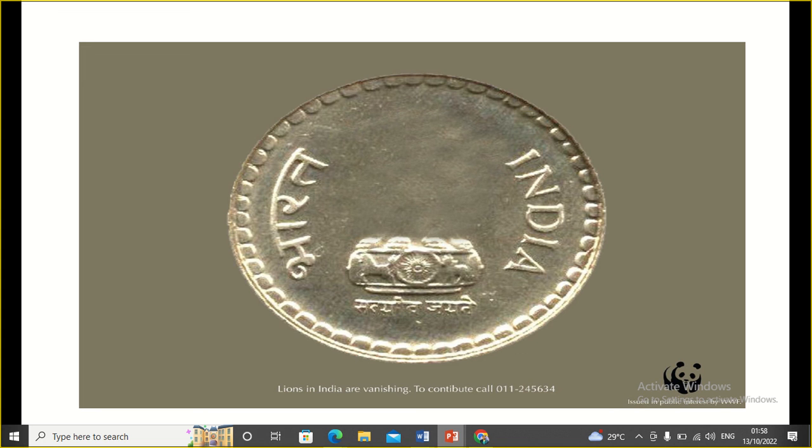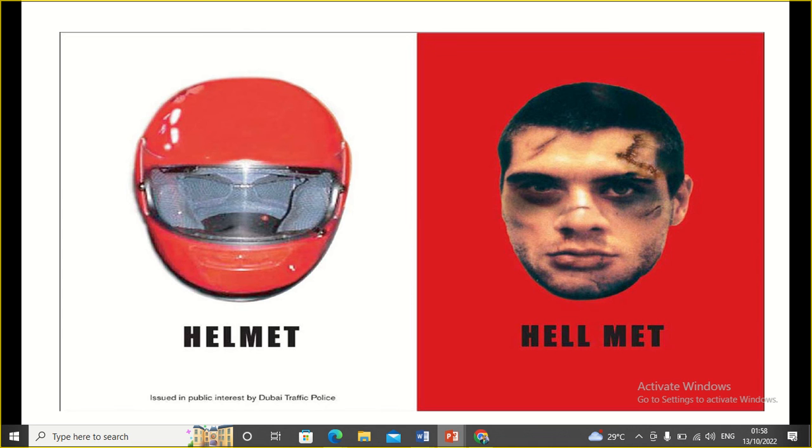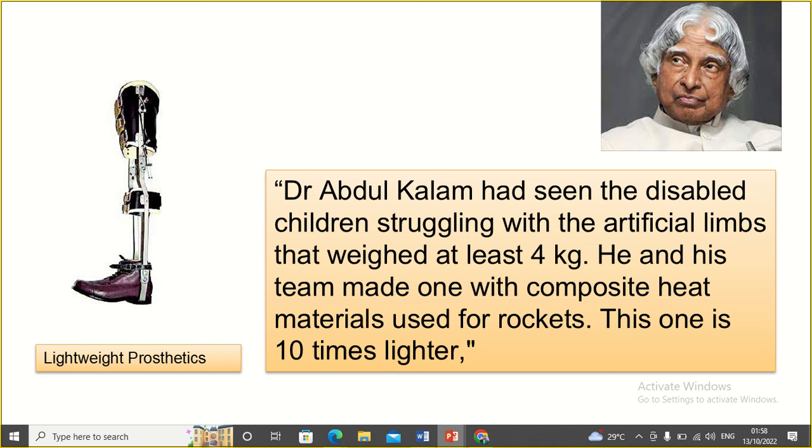And here in this diagram you can understand what is missing. A line is missing, right? So what it emphasizes is that now in India lines are vanishing. This is what is emphasized in this diagram. And here in this diagram, a helmet is mentioned. Here you can see, if you don't wear a helmet, you will meet hell. So that's what is emphasized in this.